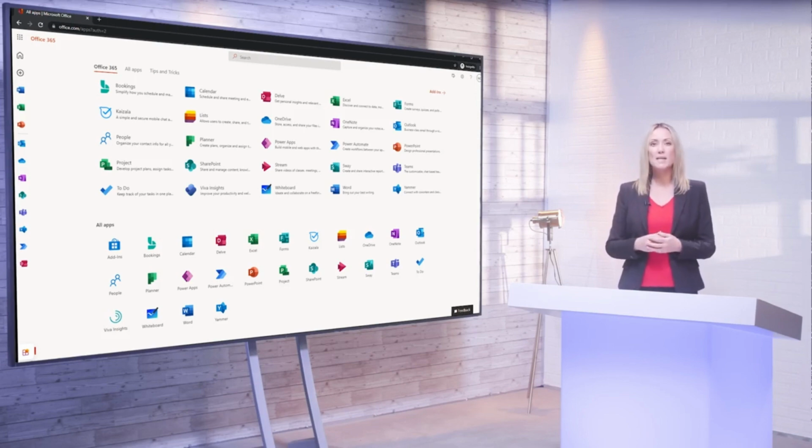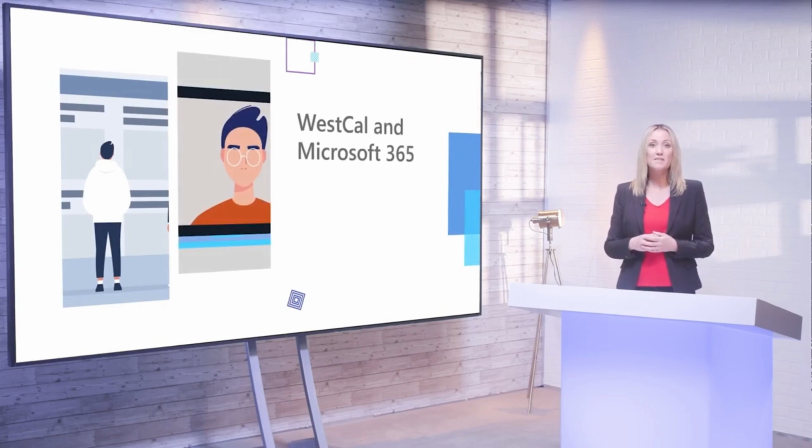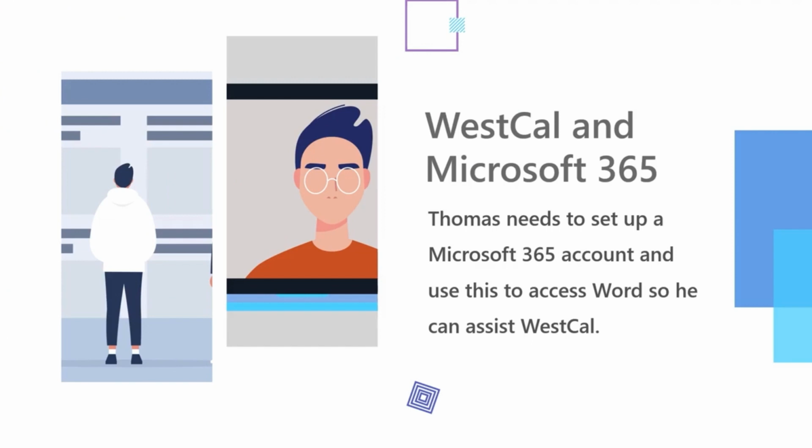As a publisher, Westcal rely heavily on Microsoft 365 applications, particularly Microsoft Word. Thomas is leveling up within Westcal by developing his Microsoft Word skills. But before he gets working on any Word-based projects, he first needs to develop familiarity with Microsoft 365. This includes managing his account and exploring the different ways in which he can use Microsoft 365 services.